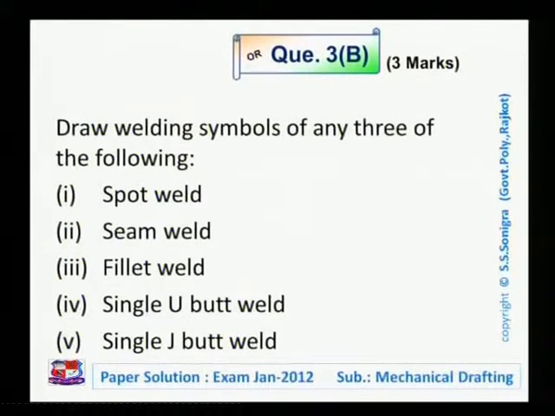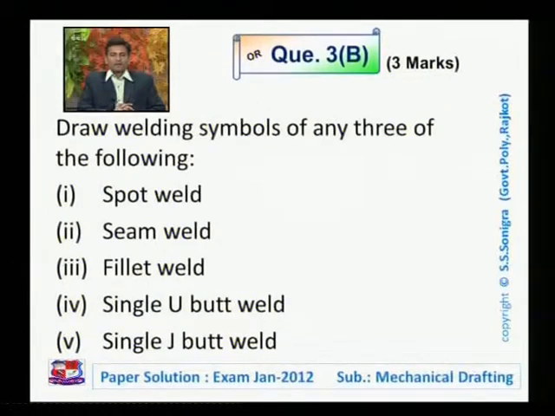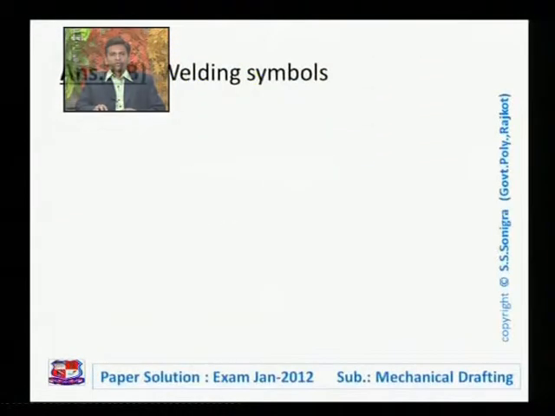Now we continue with the next problem. Question number 3b, asked in option or for 3 marks. Draw the welding symbol of any 3 of the following: spot weld, seam weld, fillet weld, single U butt weld and single J butt weld. Out of these 5, you have to draw any 3 symbols, which is asked for 3 marks in this examination. So for that, you have to draw like this.